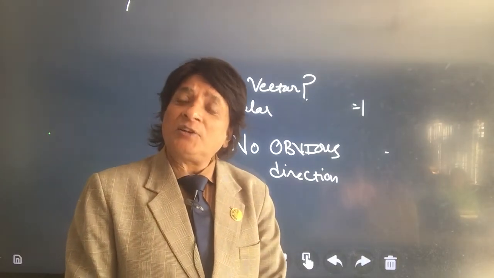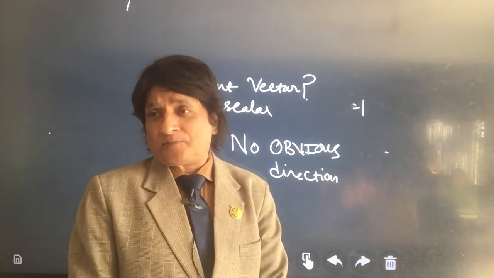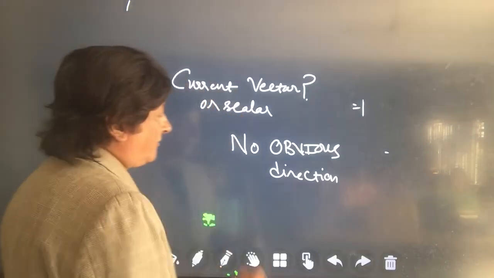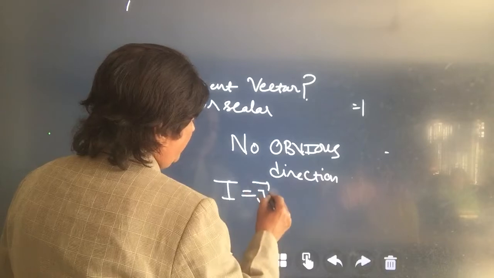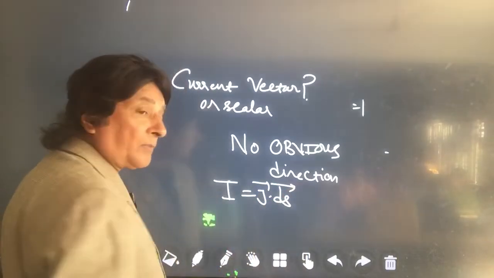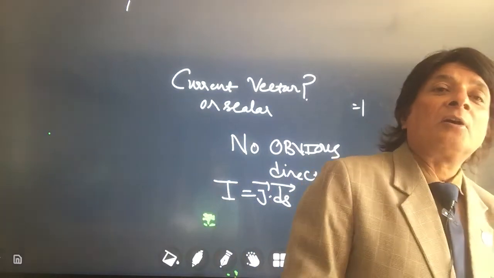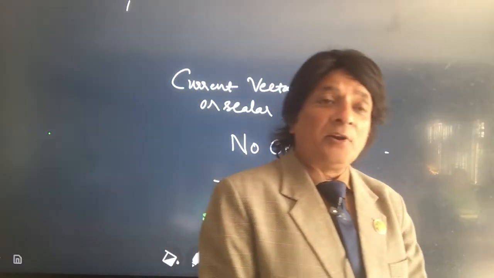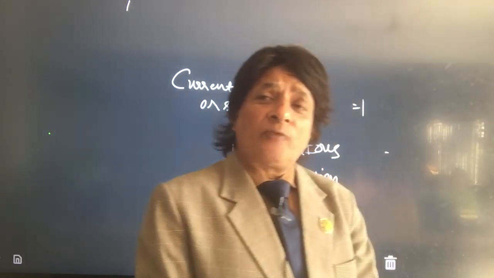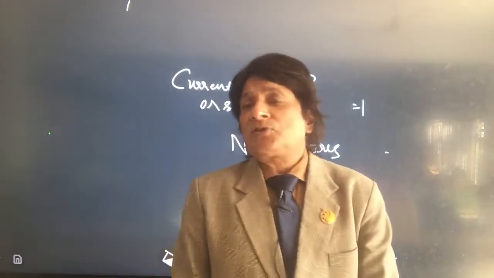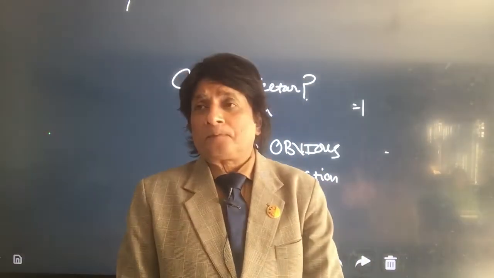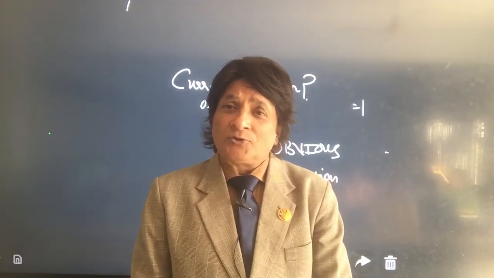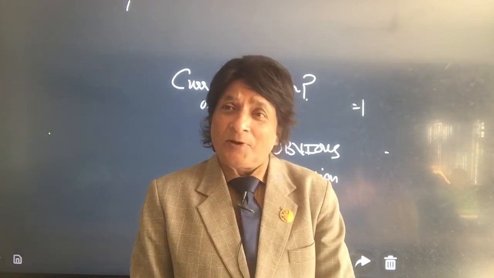When we study in higher physics, current is a dot product of J dot dS. J is called current density, dS is called area vector. Small area is a vector, large area is a scalar. So dear students, current is not a tensor, current is scalar.